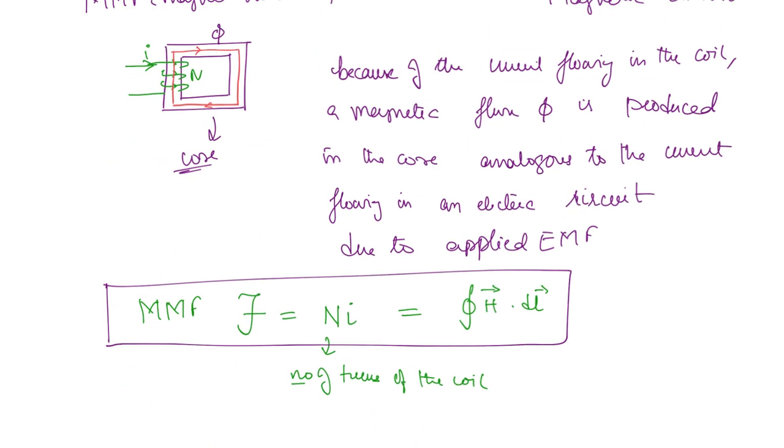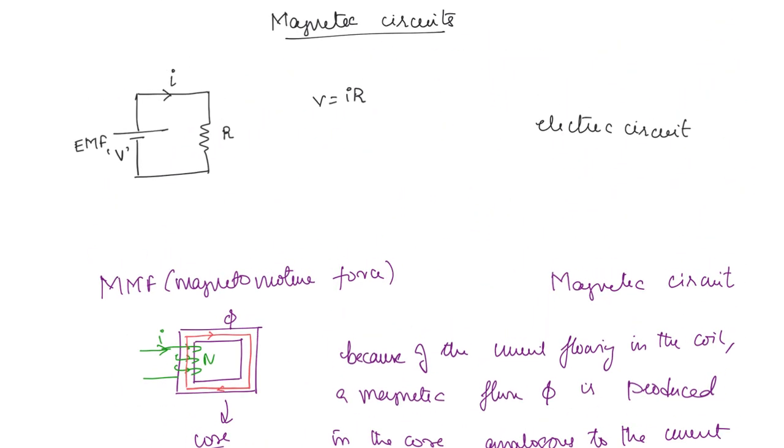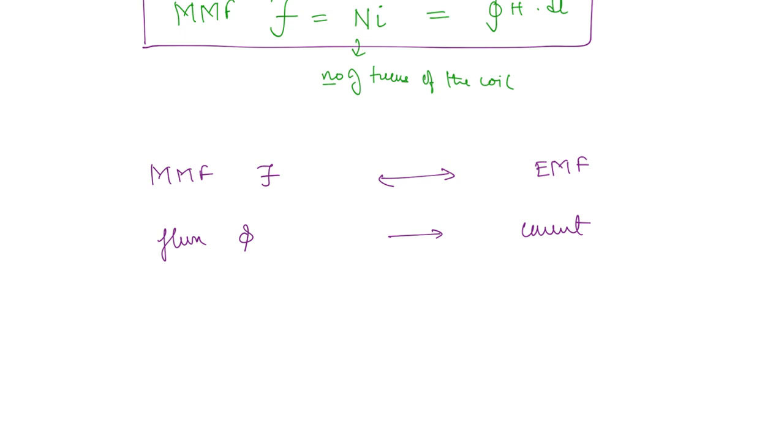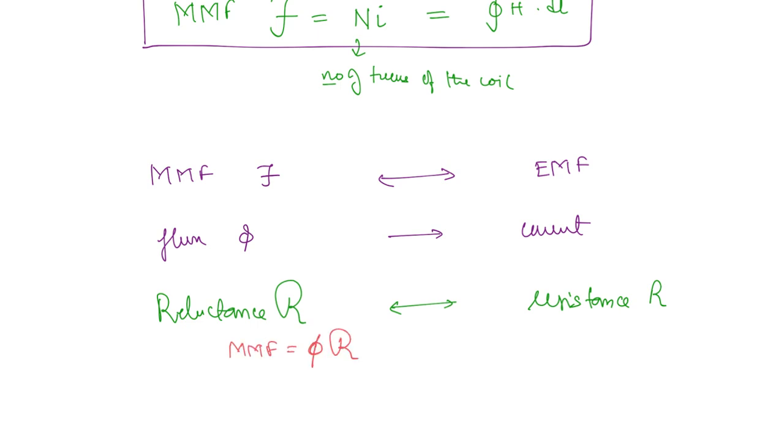Now one more analogy. In the electric circuit, what did we see in the equation? V is equal to IR. In magnetic circuits, we have something called reluctance. Okay, so this is represented like this. Okay, so this is analogous to the resistance R. Okay, now how is this reluctance related to the flux and MMF? So this is related as MMF is equal to the product of flux and reluctance.